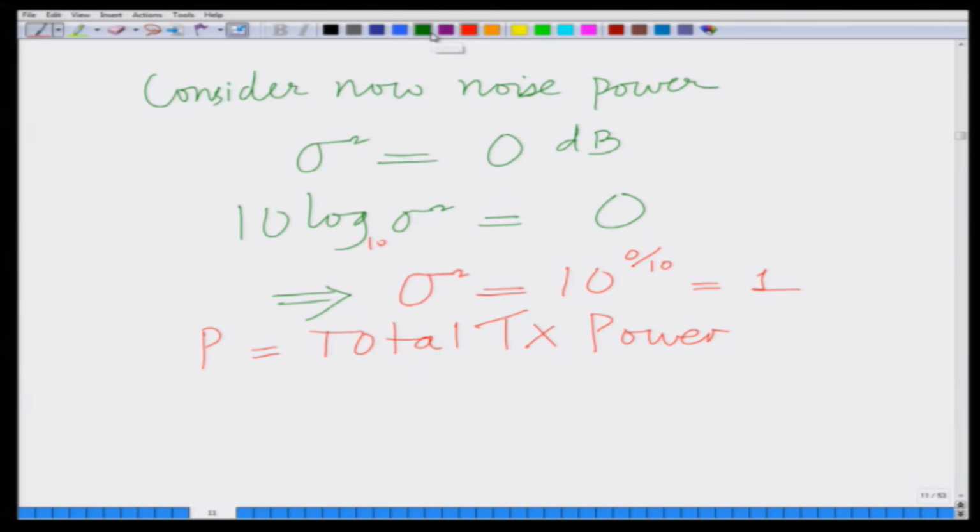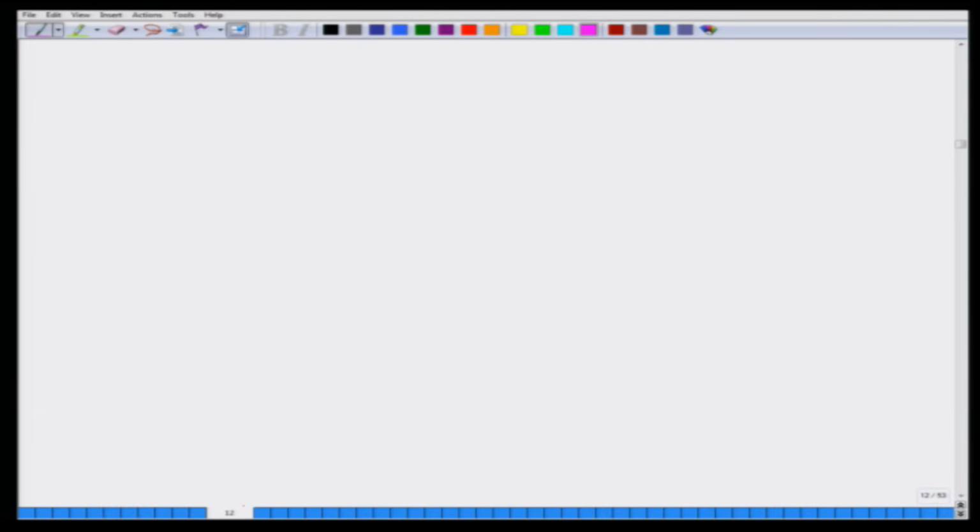Let the total transmit power be equal to 3 dB, which means 10 log to the base 10 P equals 3, which implies P equals 10 to the power 3 by 10, which is approximately equal to 10 to the power of 0.3, which is approximately equal to 2, as we have seen several times. 3 dB equals 2. Therefore, we must have P1 plus P2 plus P3 equals 2.